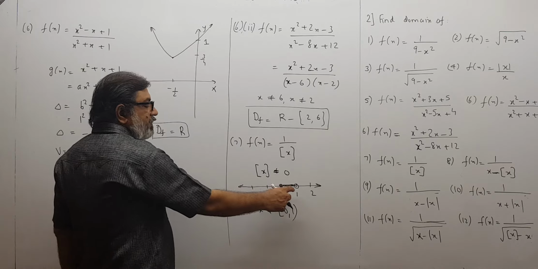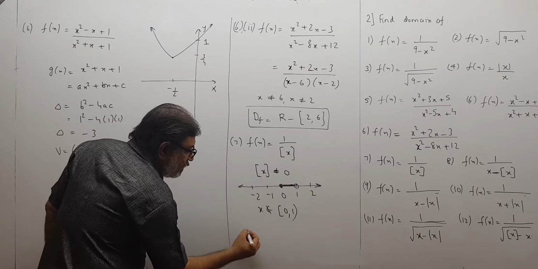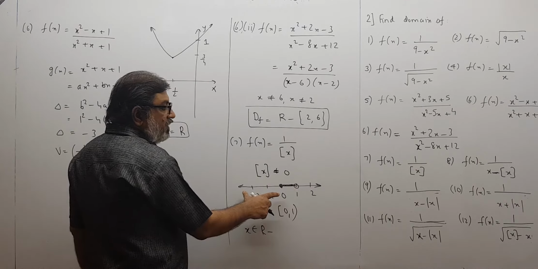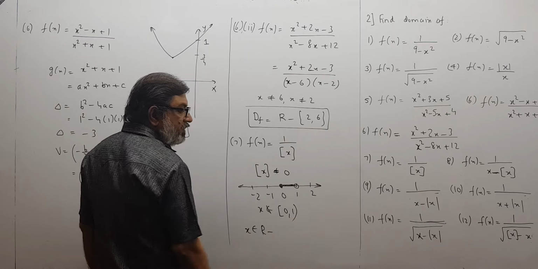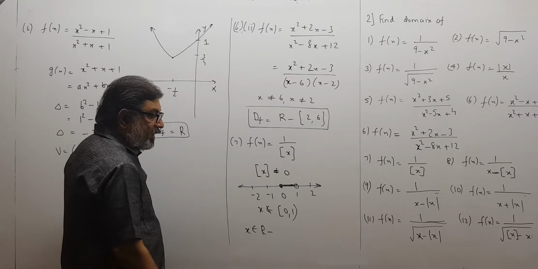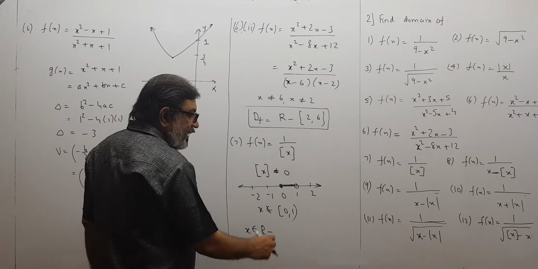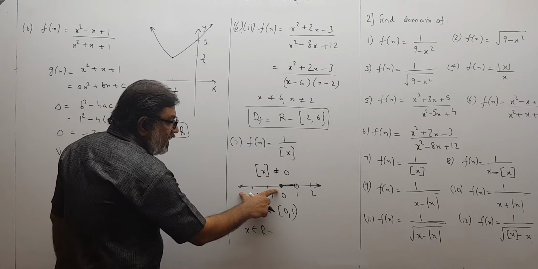So barring this, we can have all the numbers. How can I write it? X belongs to R minus... I want to get rid of these numbers. So I want to include these numbers in my domain. I don't want these numbers. 0 I don't want, and numbers between 0 and 1 I don't want. Remaining numbers all I want. So this region I want.